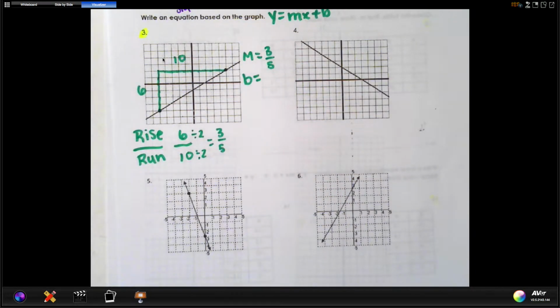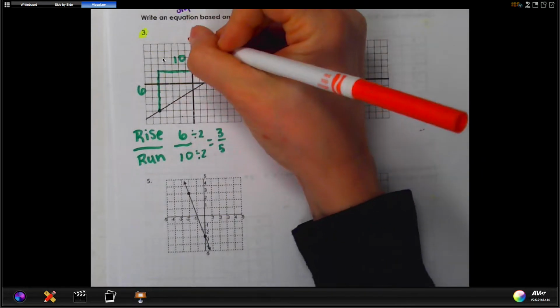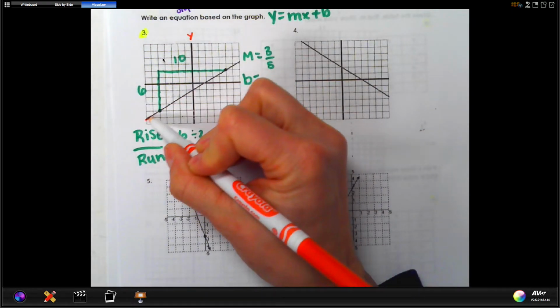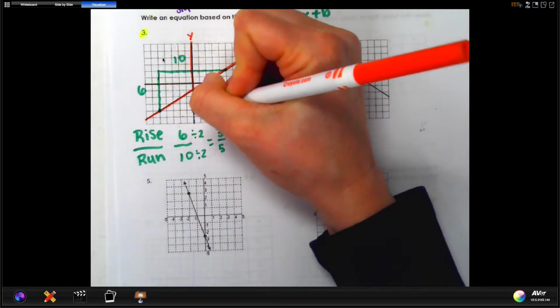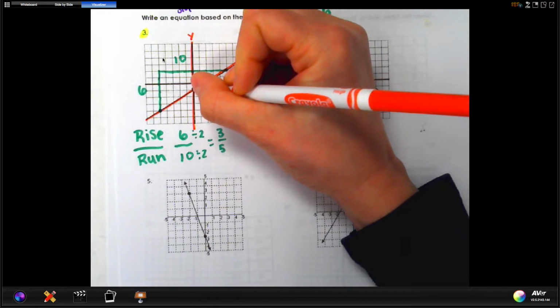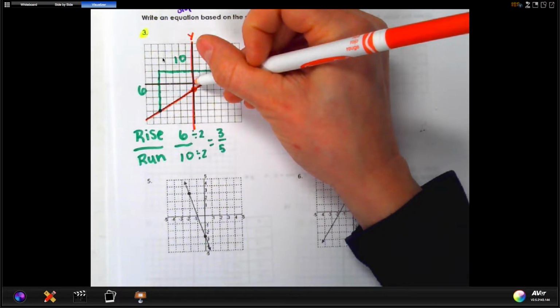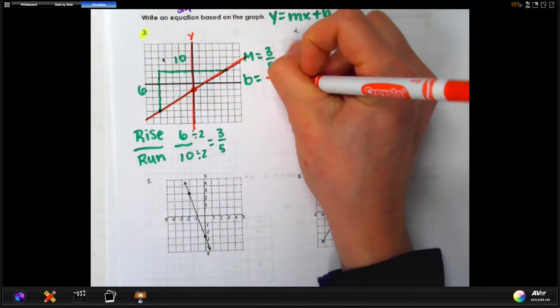Now, for b, remember, that's the y-intercept. And the y-intercept, remember, is where our graph crosses the y-axis. The y-axis is the one running up and down. So we want to know where this slanted line crosses this axis. So it crosses right here. And if this is 0, going down 1 means our y-intercept is -1.